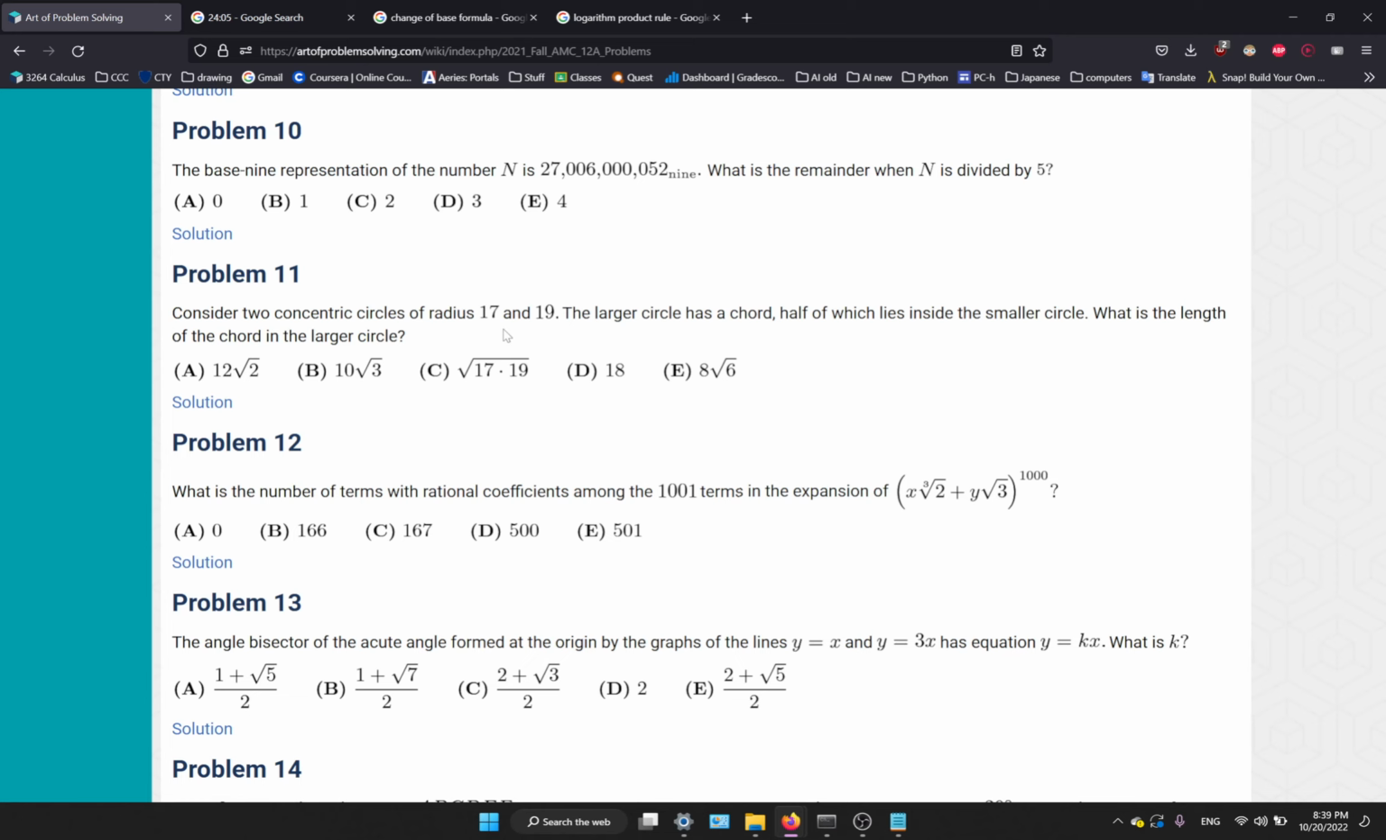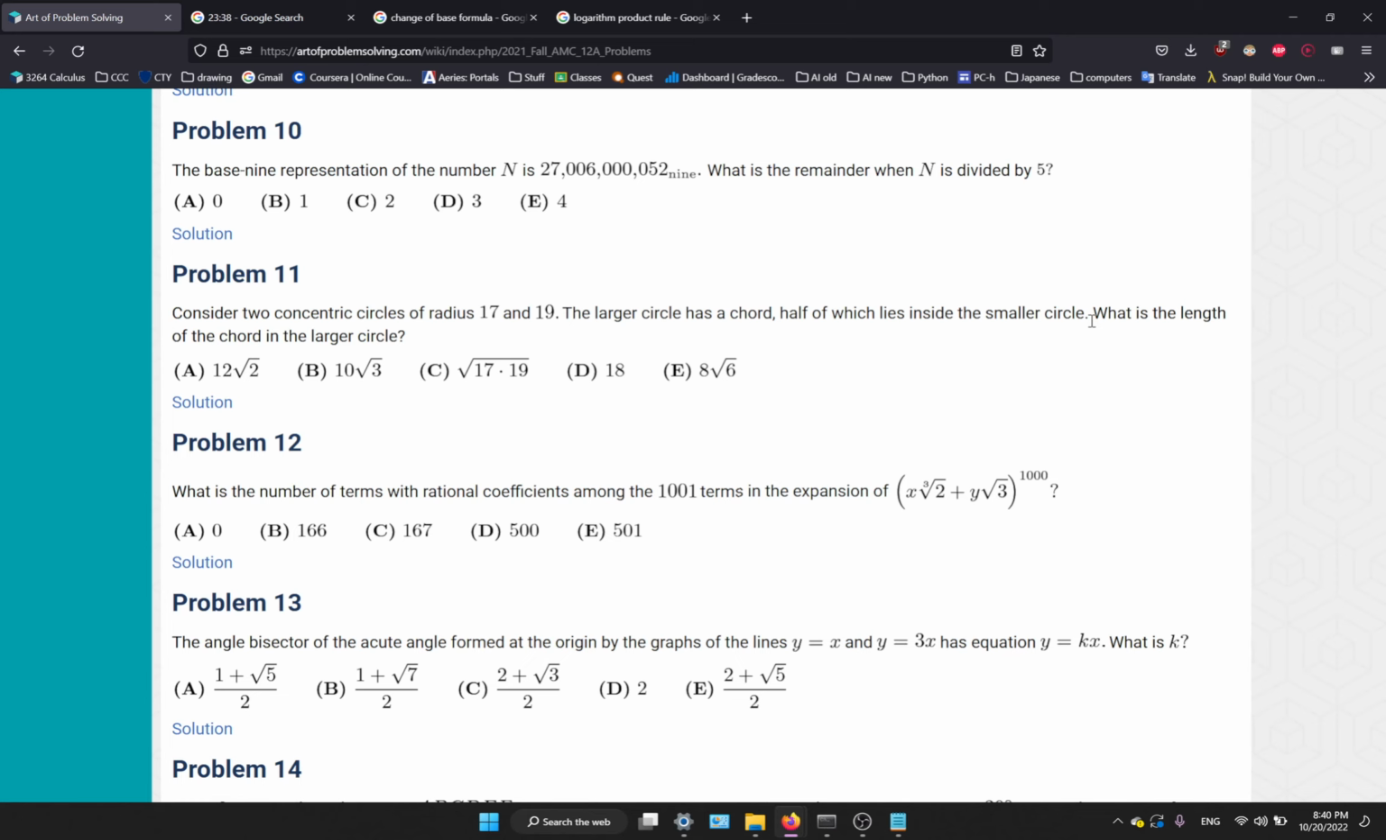The larger circle has a chord, half of which lies inside the smaller circle. What's a chord? Good question. I'm glad you asked. It looks like this. What is the length of the chord in the larger circle?